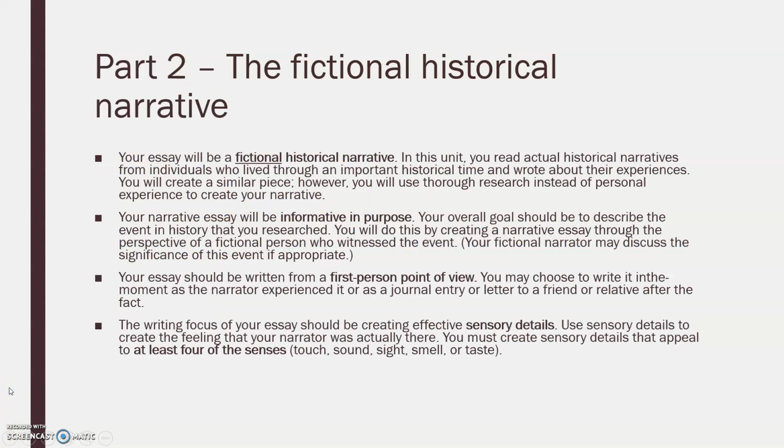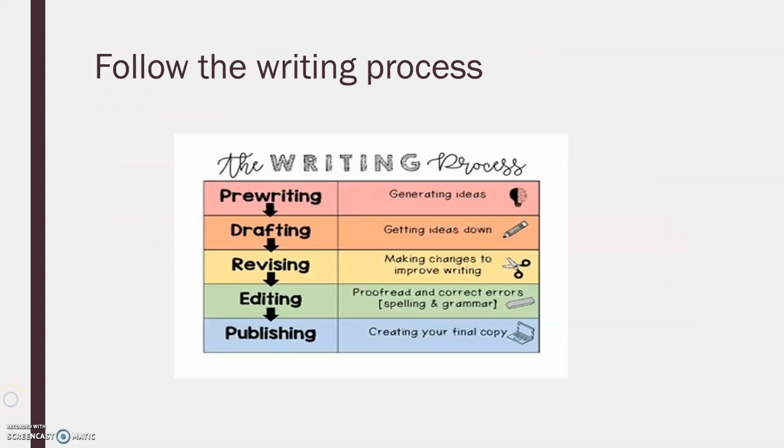For the fictional historical narrative, make sure you meet the requirements: first person point of view. I also want you to try to incorporate sensory details. This is something we've been talking about since English 1. So as you're writing, talk about how things smelled or tasted. If you're writing about when you're eating breakfast and something happened that day, just try to incorporate those in your paper. It'll make your writing more engaging for the reader.